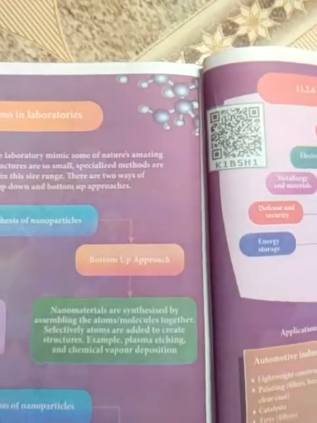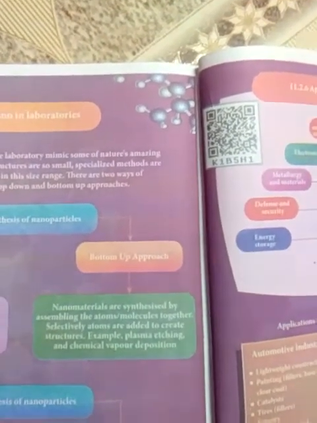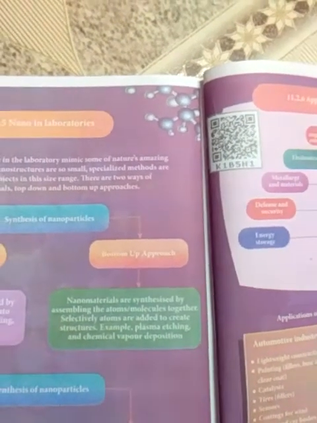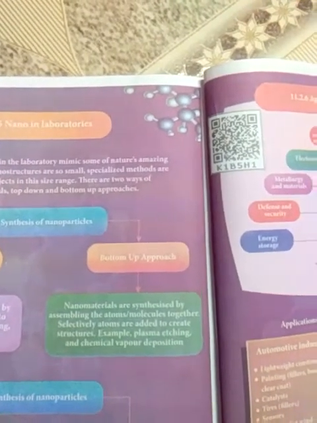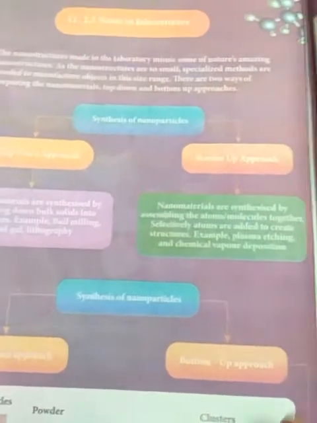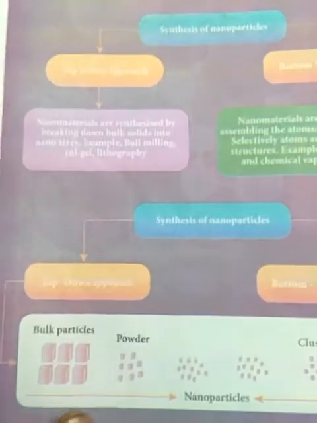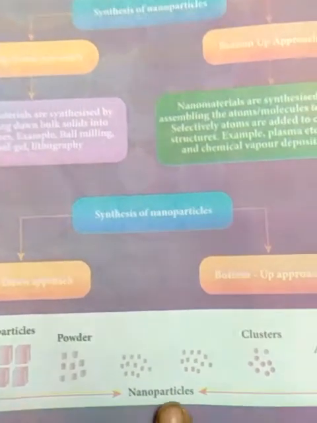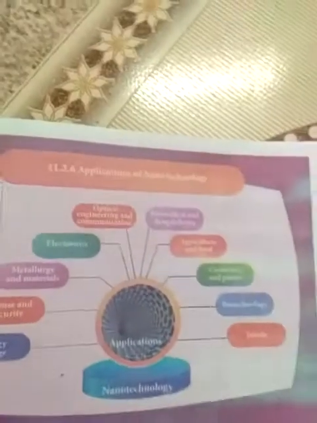So bottom up approaches. Nanomaterials are synthesized by assembling atoms and molecules together. Selectively, atoms are added to create the structure. Examples are plasma etching and chemical vapor deposition. Okay, so next you see the synthesis of nanoparticles, top down approaches and bottom up approaches. You see this is a bulk material, next the powder, and then nanoparticles, clusters and atoms.